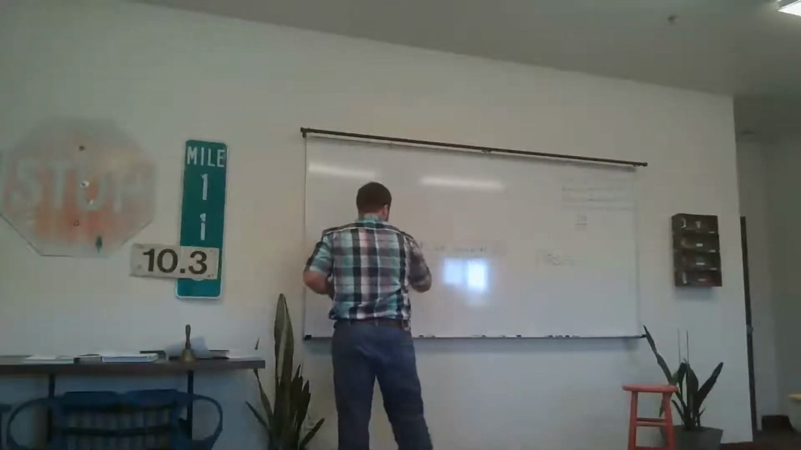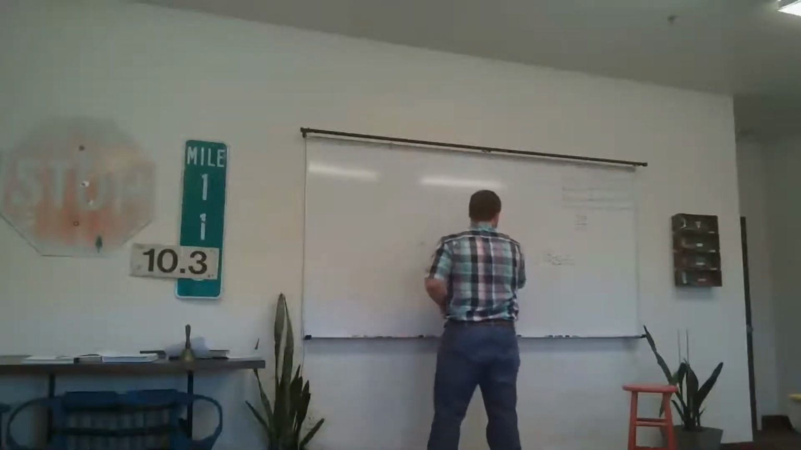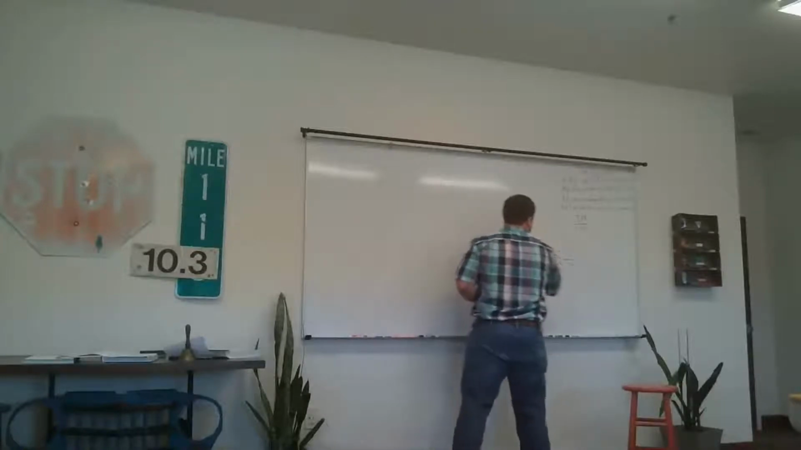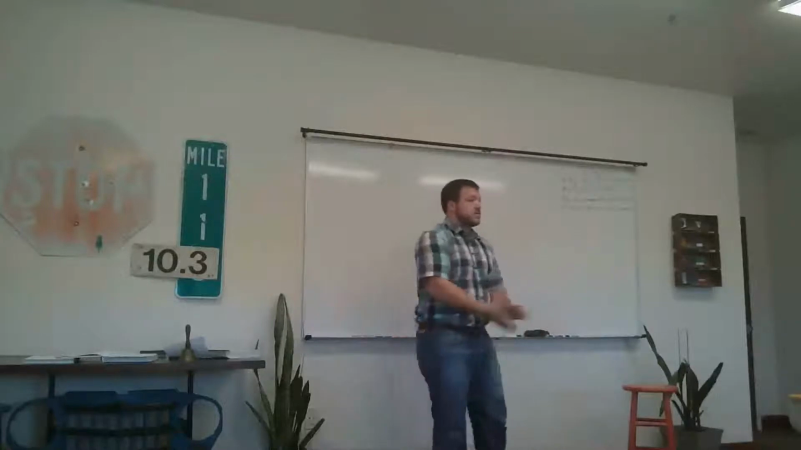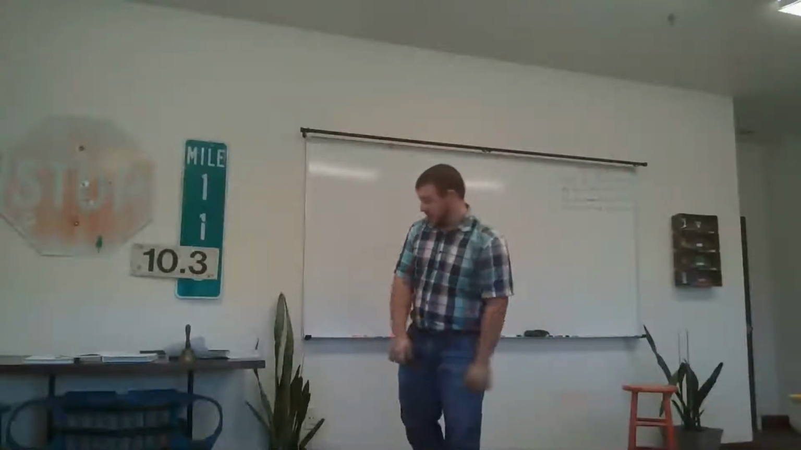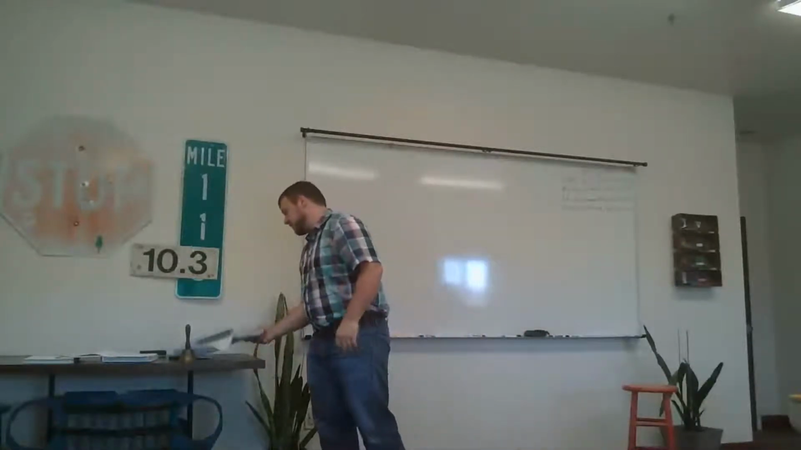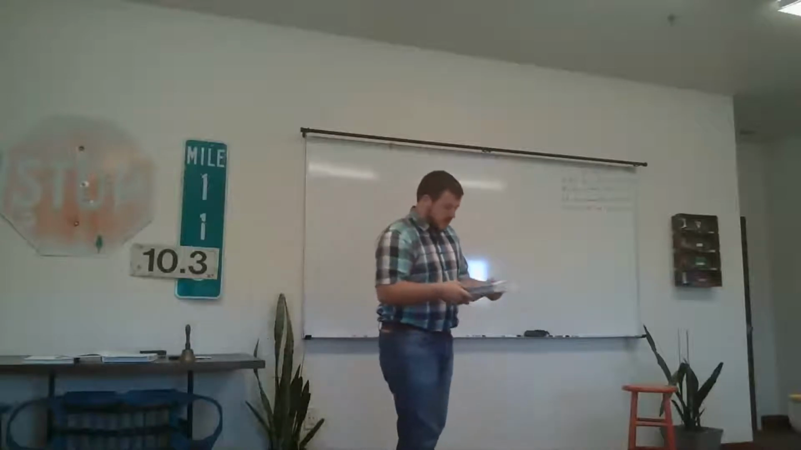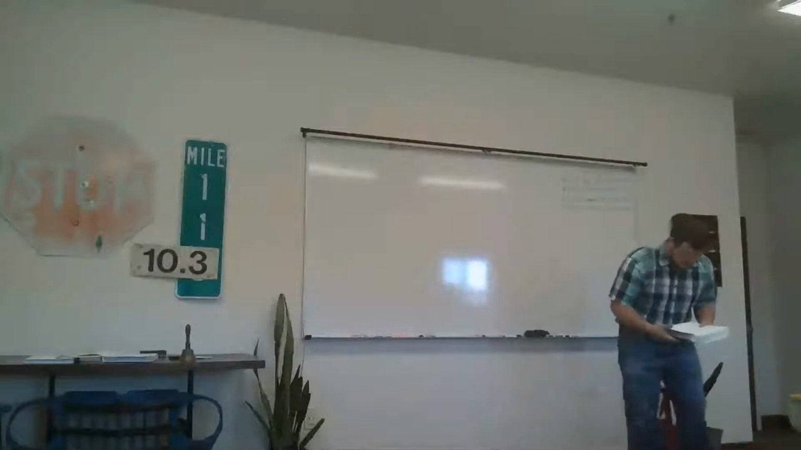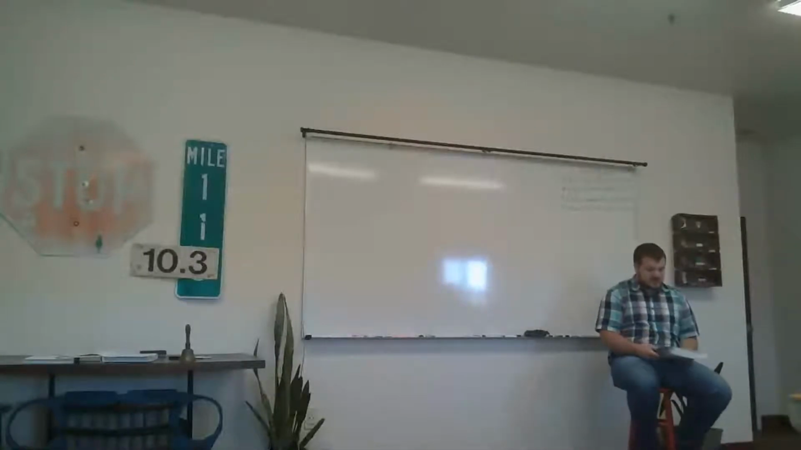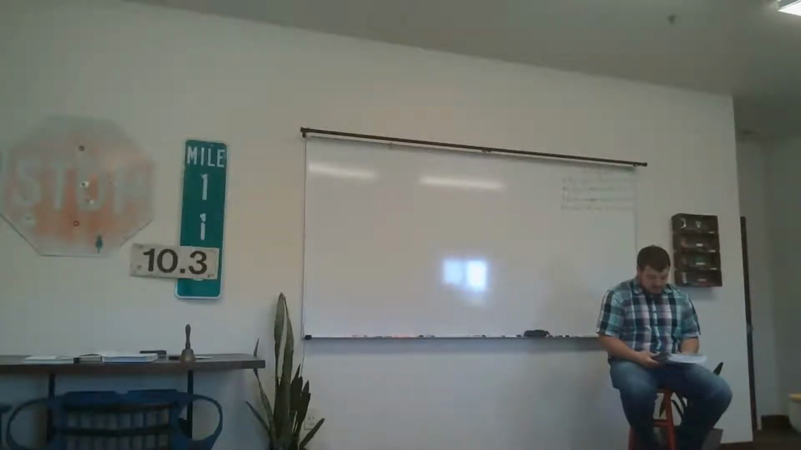3 times 6n. How would we simplify that? What is it, 3 times 6? 18. 18n. Yes, that's what we're looking for. And 10y times 6, Leah. 60y. 8 times 2n, Richard.